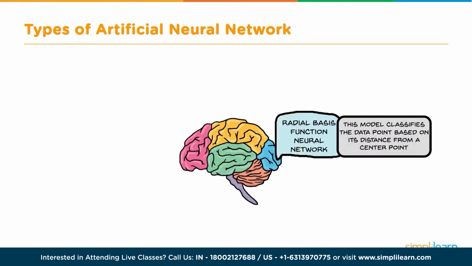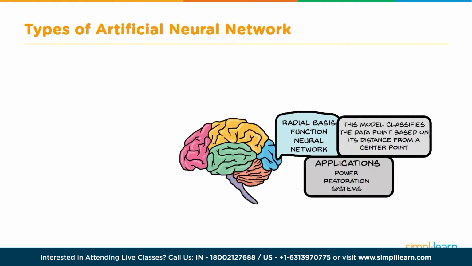Radial basis function neural network. This model classifies the data point based on its distance from a center point. What that means is that you might not have training data, so you want to group things together, and you create central points, and it looks for all the things that are just like the other. If you've ever watched Sesame Street as a kid, that dates me. So it brings things together, and this is a great way, if you don't have the right training model, to start finding things that are connected that you might not have noticed before. Applications: power restoration systems. They try to figure out what's connected, and then based on that, they can fix the problem if you have a huge power system.